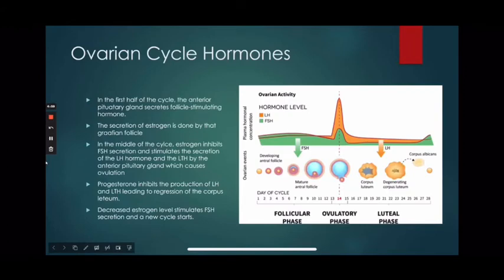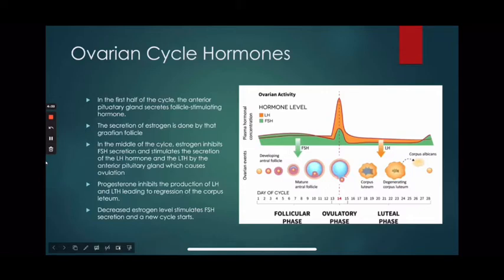In the first half of the ovarian cycle, the anterior pituitary gland secretes follicle-stimulating hormone, which causes maturation of the primary ovarian follicle to the mature Graafian follicle, where estrogen is secreted. In the middle of the cycle, estrogen inhibits FSH secretion and stimulates the secretion of the LH hormone and the LTH by the anterior pituitary gland, which causes ovulation.